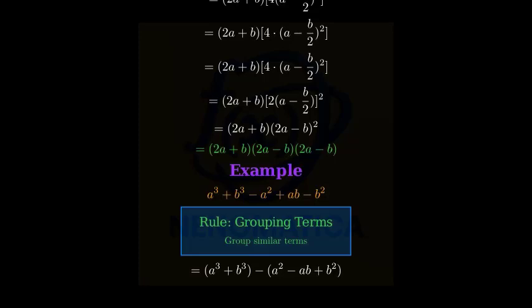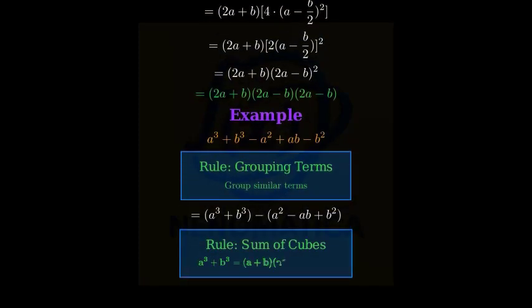Now we recognize that the first part, a cubed plus b cubed, can be factored using the sum of cubes formula. This gives us the quantity a plus b times the quantity a squared minus ab plus b squared. We notice that the quantity a squared minus ab plus b squared appears in both terms. We can factor it out.